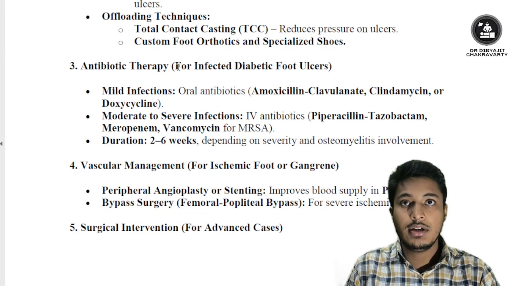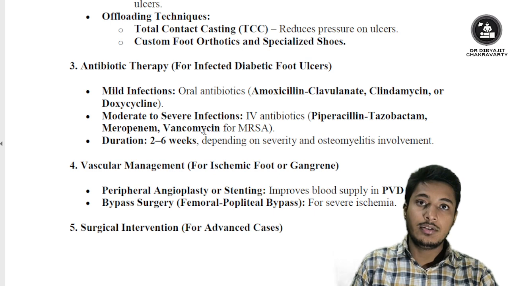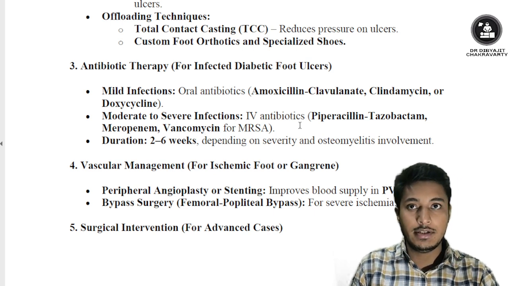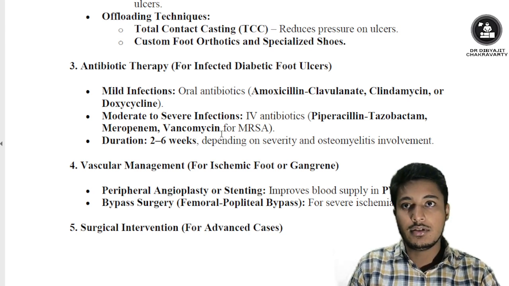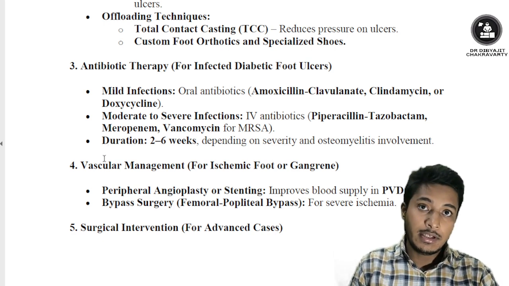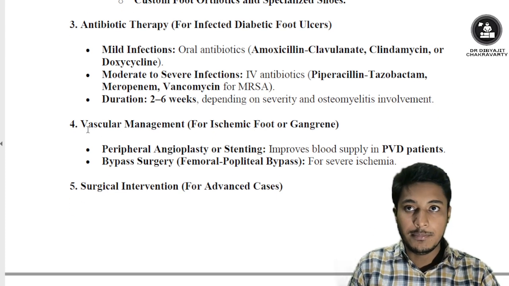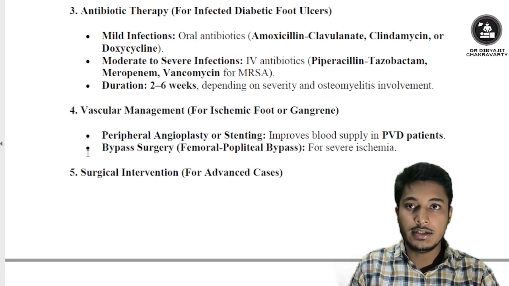Antibiotic therapies for infected diabetic foot ulcers include, for mild infections, oral antibiotics like amoxicillin and clavulanic acid, clindamycin, or doxycycline. Moderate to severe infections are controlled with IV antibiotics like piperacillin, tazobactam, meropenem, vancomycin for methicillin-resistant Staphylococcus aureus. Duration of antibiotics should be 2 to 6 weeks depending on the severity, osteomyelitis, and involvement of the affected limb. Vascular management for ischemic foot and gangrene.